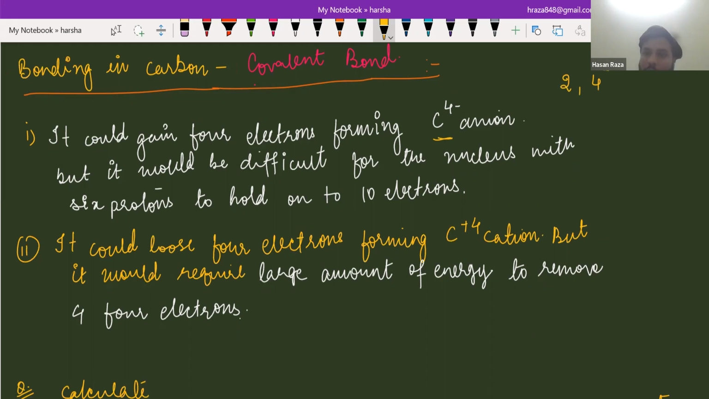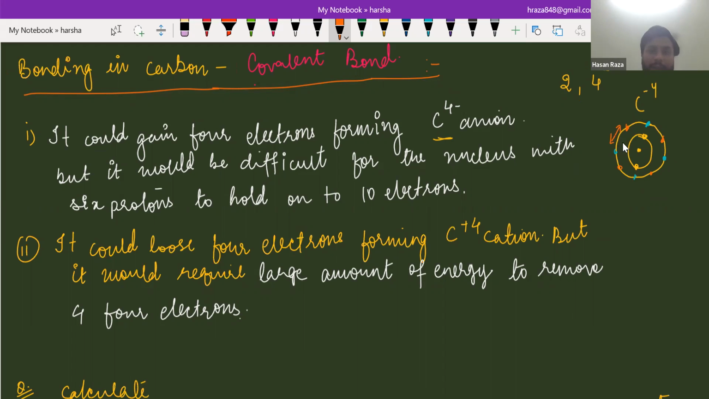What happens when it gains 4 electrons? Carbon will have a negative charge of -4. You can think of this as the nucleus, this is the first shell in which 2 electrons are present, and this is the last shell. Initially there were only 4 electrons, but after gaining 4 more electrons, there will be 8 electrons in the outermost shell, and there will be repulsion between the electrons, because electrons are negatively charged. You know that same charges repel each other and opposite charges attract each other.